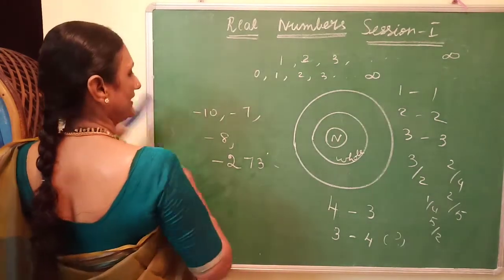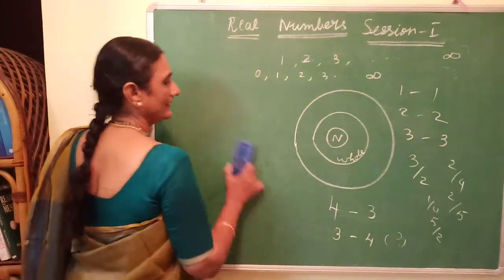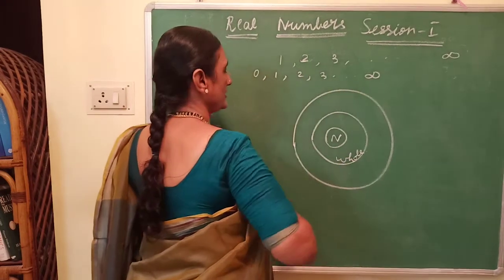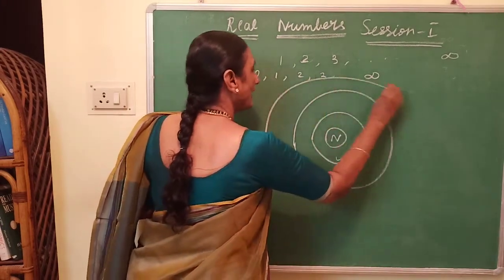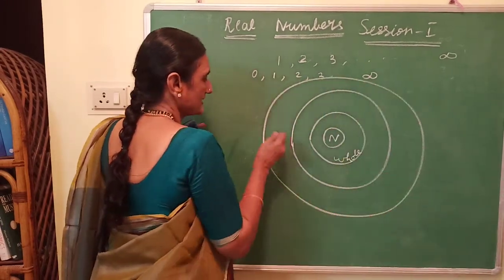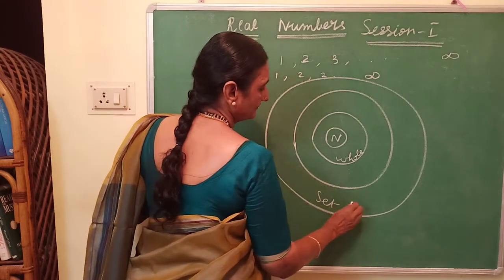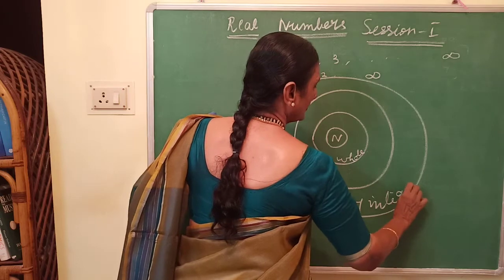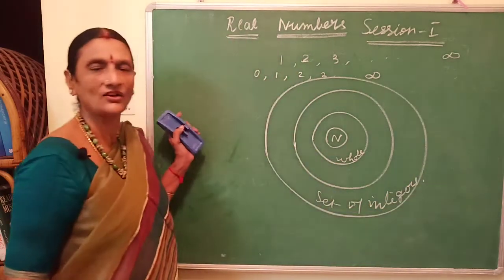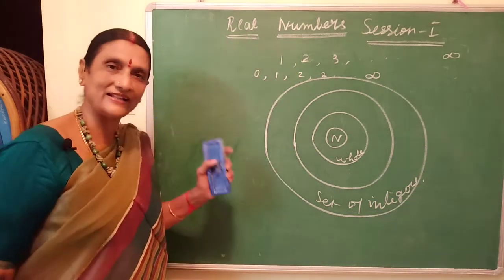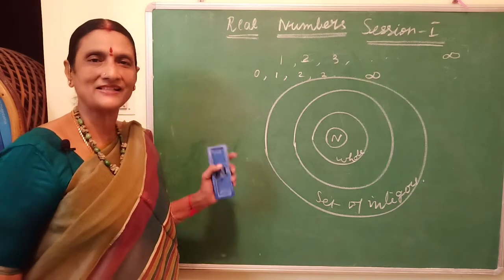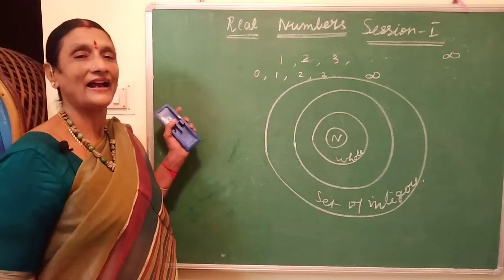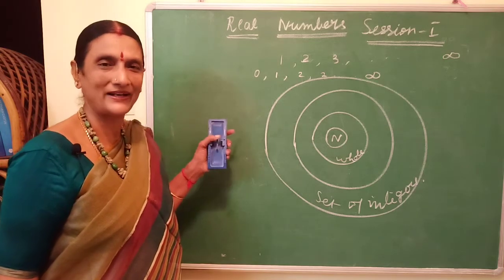This set of integers we define as the counting numbers from minus infinity to plus infinity, and we call it the set of integers. So the number system has included this set of integers also. All the integers from minus infinity to plus infinity can be represented on a number line, and we will be able to perform operations.